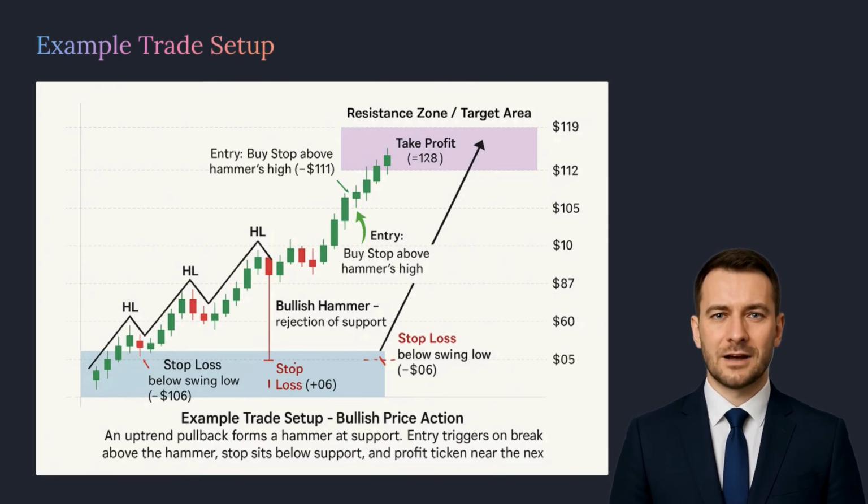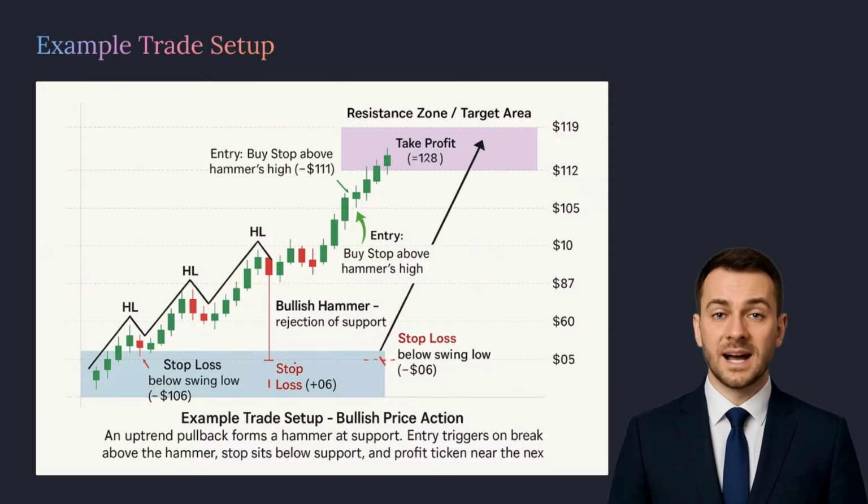Target. We identify the next major resistance or prior high as our profit target. In this case, the last swing high in the uptrend was around $119-120, which is a logical area where the price might face selling pressure again. We set our take profit near that zone, for example at $119, green dashed line. That gives an expected reward of roughly $8 per share, from $111 up to $119. Relative to our $5 risk, that's about a 1.6 to 1 reward to risk.